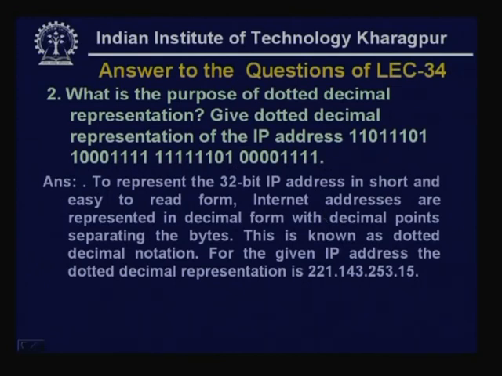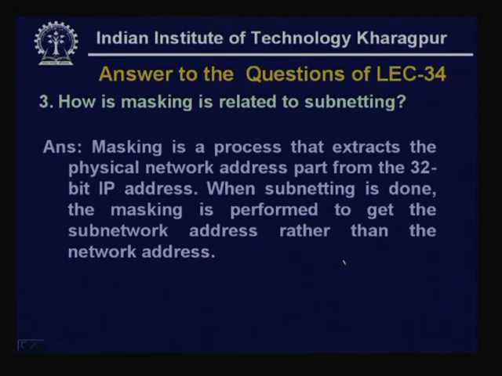Second question was, what is the purpose of dotted decimal representation? Give the dotted decimal representation of this IP address. As you know, the 32-bit field is divided into 4 octets, and each is represented in decimal form, and that gives the IP address in dotted decimal notation, and for this bit sequence this is the dotted decimal notation.